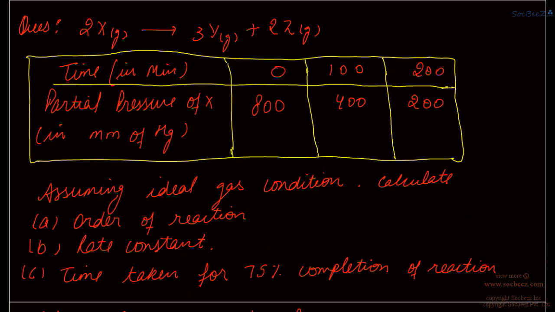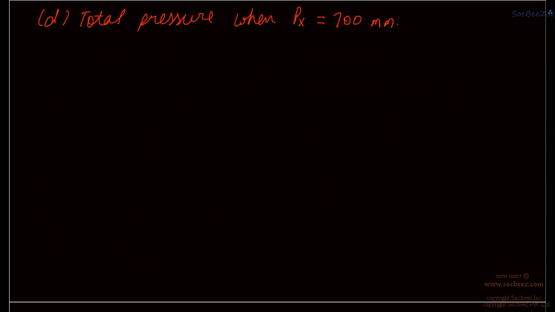Question looks like this. Now 2X giving us 3Y plus 2Z. Time in minutes was plotted with partial pressure of X in millimeter of Hg. At 0 time, partial pressure of X is 800 millimeter of Hg. At time 100 minutes, partial pressure of X is 400 millimeter of Hg, and at 200 minutes, the partial pressure of X is 200 millimeter of Hg. Now, assuming ideal gas condition, calculate order of reaction, rate constant, time taken for 75% completion of reaction, and total pressure when Px equals 700 millimeter.